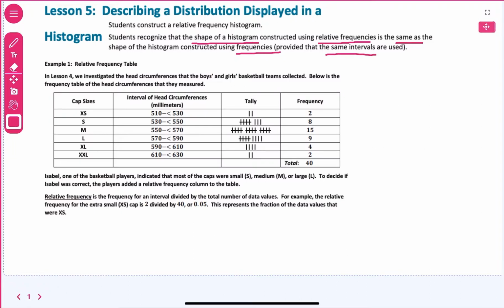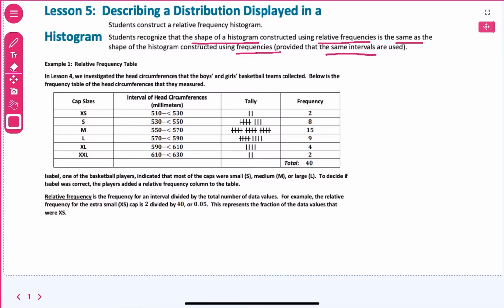Okay, so example 1, relative frequency table. In lesson 4, we investigated the head circumferences that the boys and girls basketball teams collected. Below is the frequency table of the head circumferences that they measured. There's the chart. Isabel, one of the basketball players, indicated that most of the caps were small, medium, or large. To decide if Isabel is correct, the players added a relative frequency column to the table.